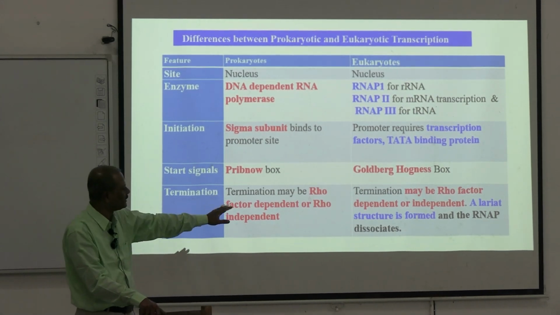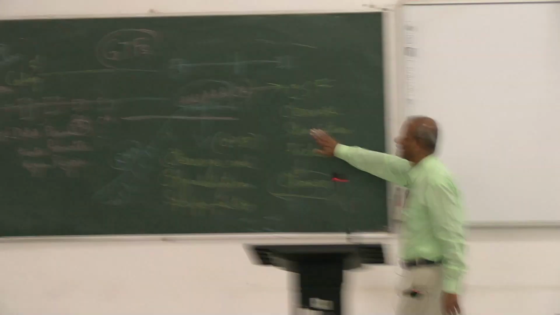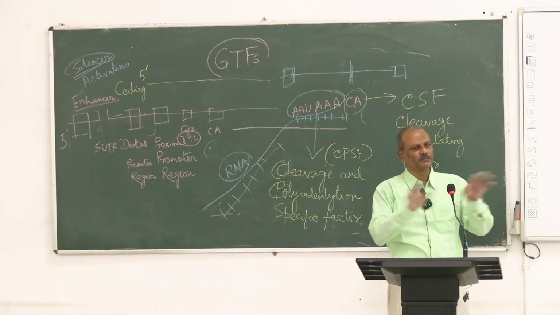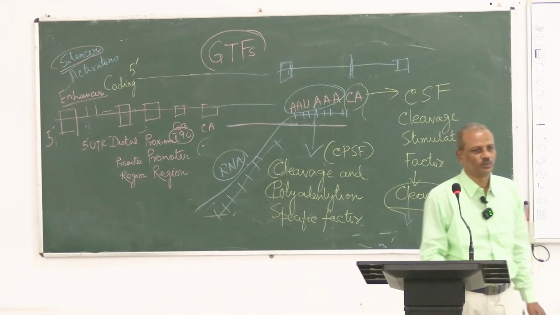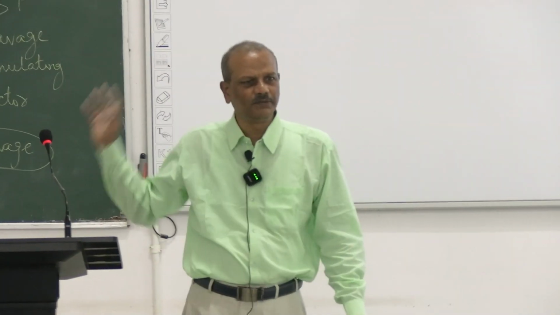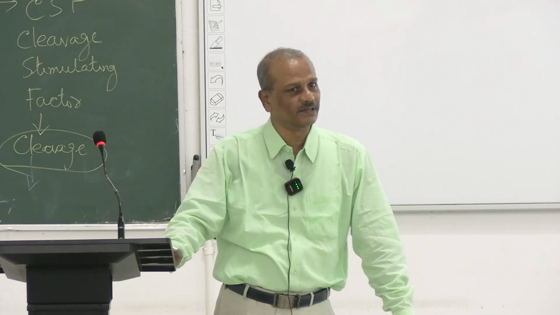So termination, as you learned yesterday, was rho dependent or rho independent. Same thing can be there, but some kind of lariat structure is there. You see the lariat structure. This is what is called lariat. So that may be there because there are multiple transcription factors. So all these factors will not follow the same thing, and this is a very brief, short description to have an idea.